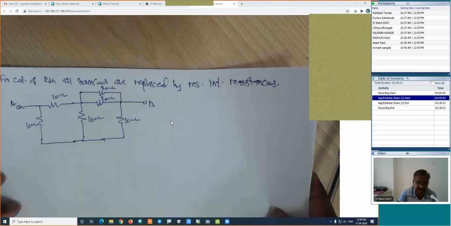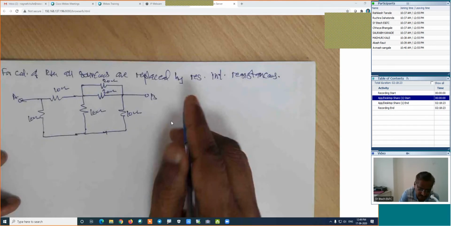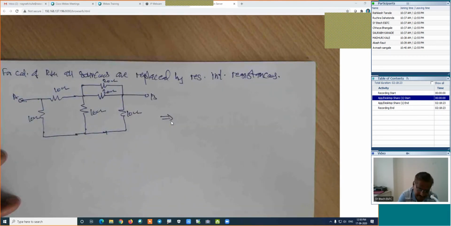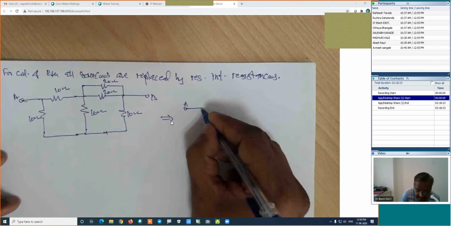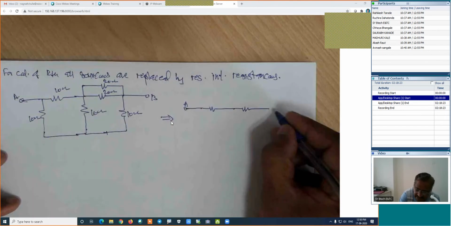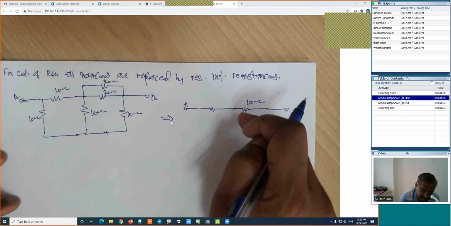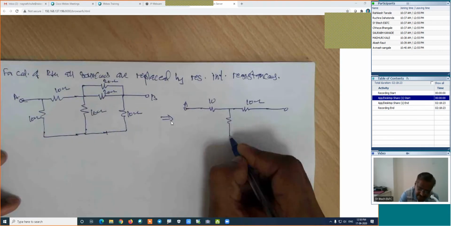How will its next figure be? Its next figure will be something like this. ये दोनों parallel हैं, is it right? In this case, this is the A point. Here will be one resistance. These two resistances are replaced by the single resistance, which is 10 ohm. This parallel combination is 10. This is already 10.